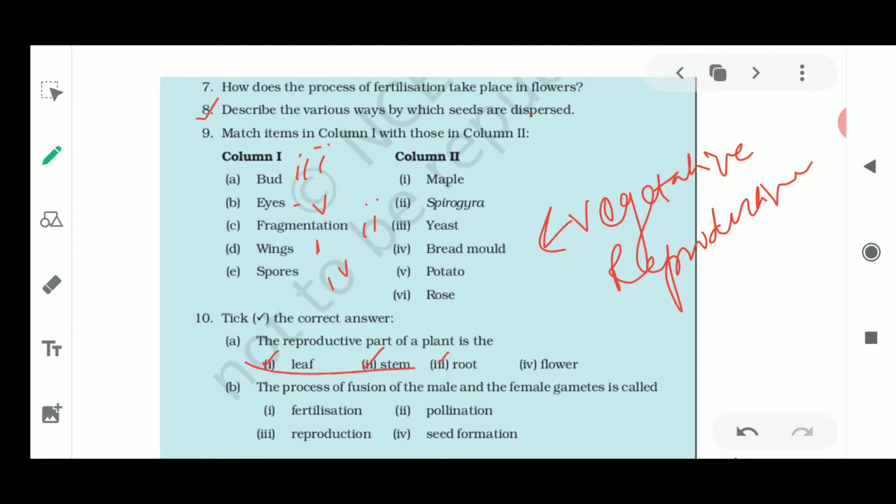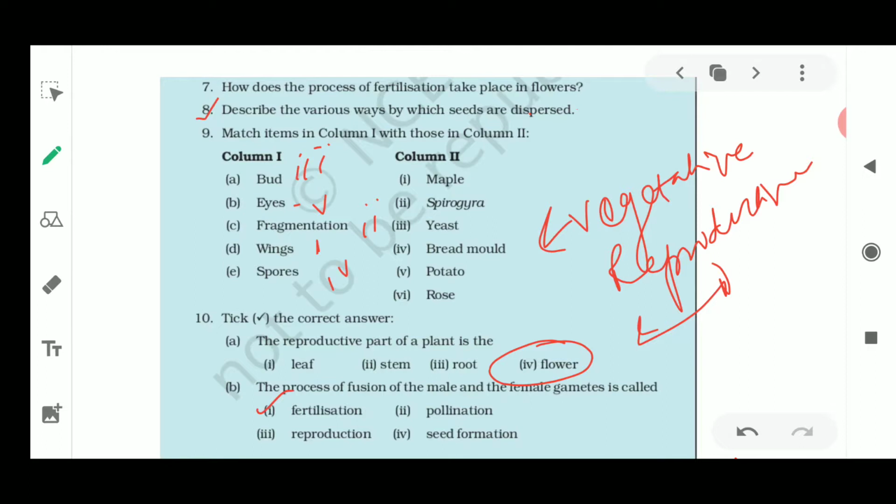Okay, so this will be excluded. So what we are left with? We are left with the flower. So this will be the reproductive part. Okay, so answer would be reproductive part of a plant is known as the flower. The next question is, the process of fusion of male and female gametes is called as, it is asking only fusion. So it is known as fertilization. Okay, this is known as fertilization.